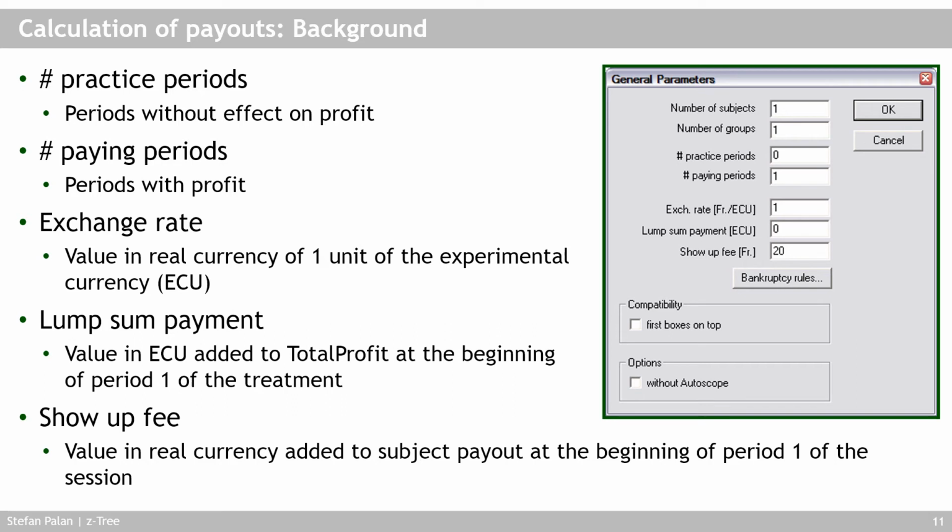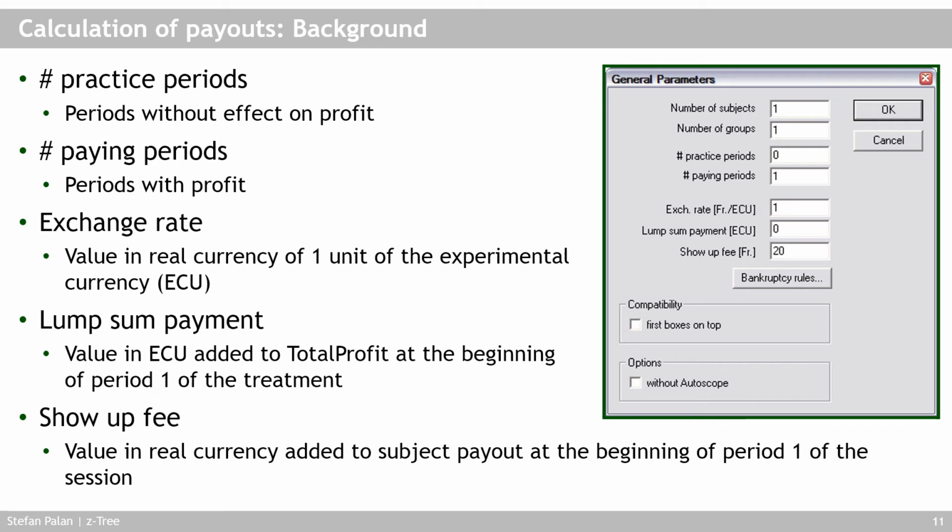And if you set the treatment, for example, to have 5 paying periods and 2 practice periods, then the practice periods get the numbers -1 and 0, and then the paying periods start from 1. Paying periods always start from 1 and run to the number of paying periods.